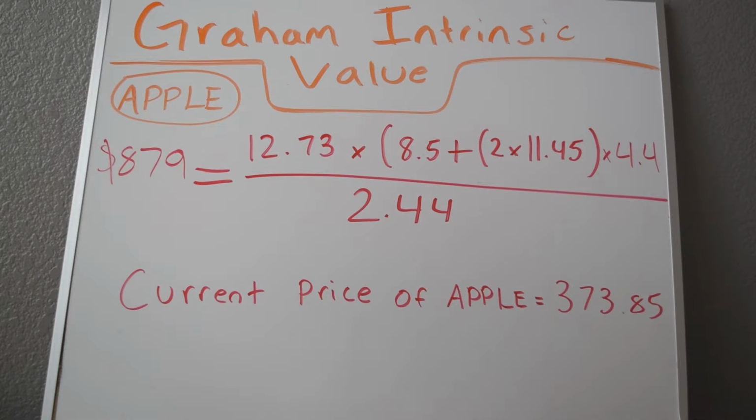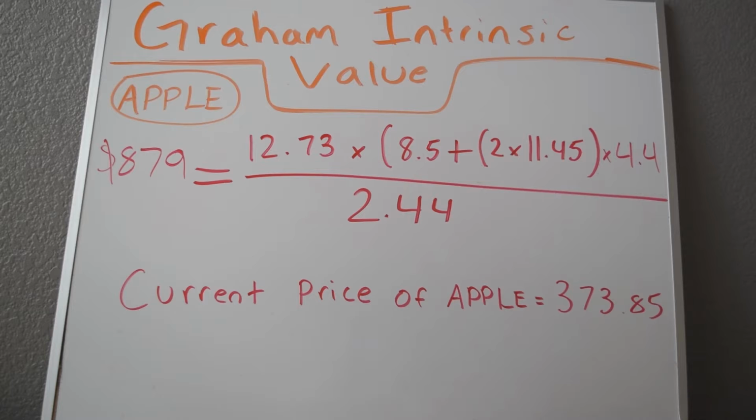So now, let's use the formula in action using Apple stock. So first, we have the EPS, earnings per share, which is equal to 12.73. Then we multiply that by 8.5, which is again the PE ratio of a company which is stagnant and has no growth. And we add that to the growth rate, 2 times 11.45.